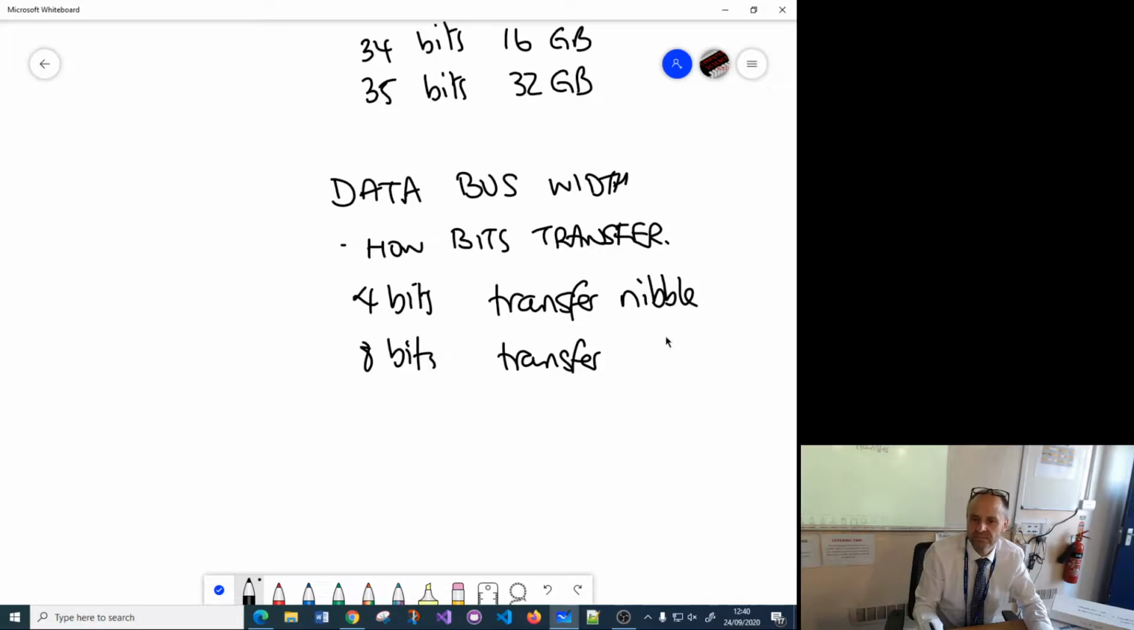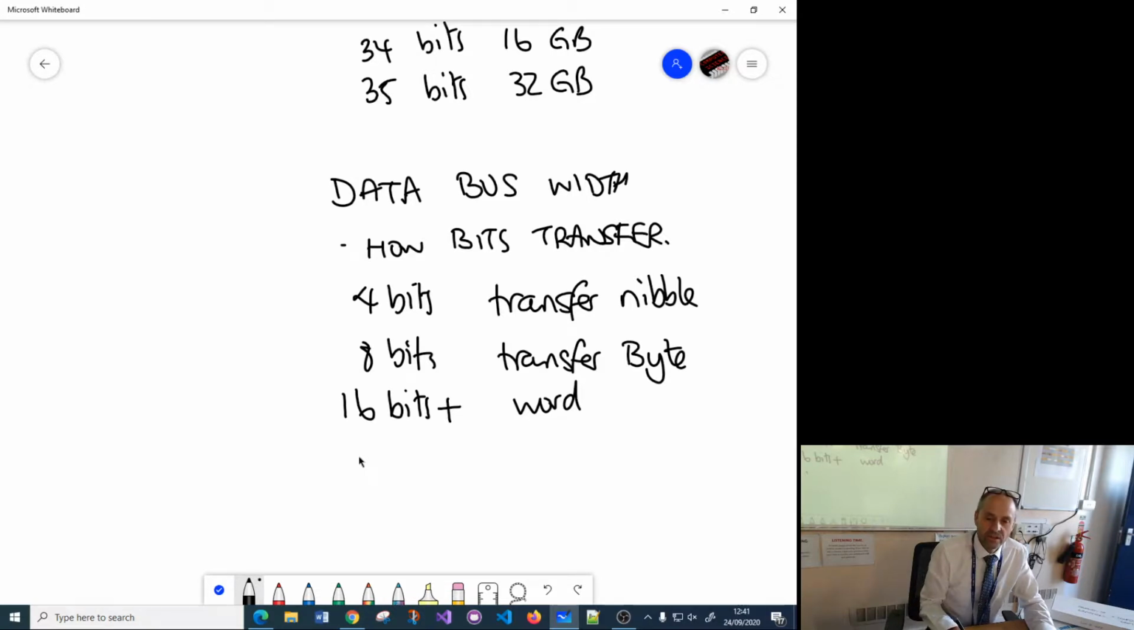From 16 bits and above, we tend to simplify this and call it a word, the word length of the computer. So you have 16-bit words, 32-bit words, and what we've got now, 64-bit words. With 64 bits, how many bytes are transferred in one transfer from memory? 8 bytes in one go.